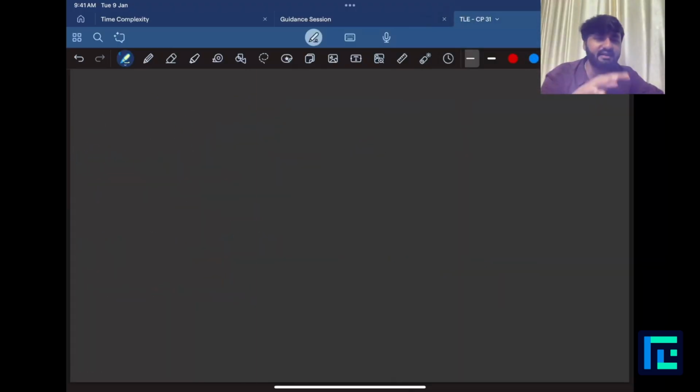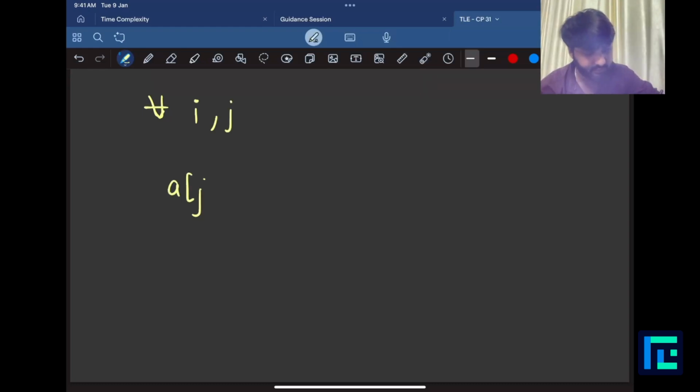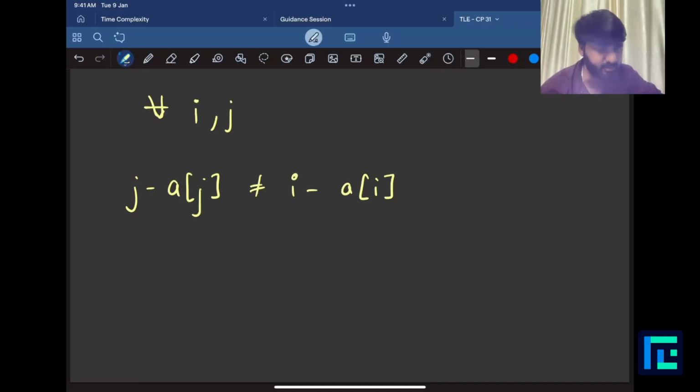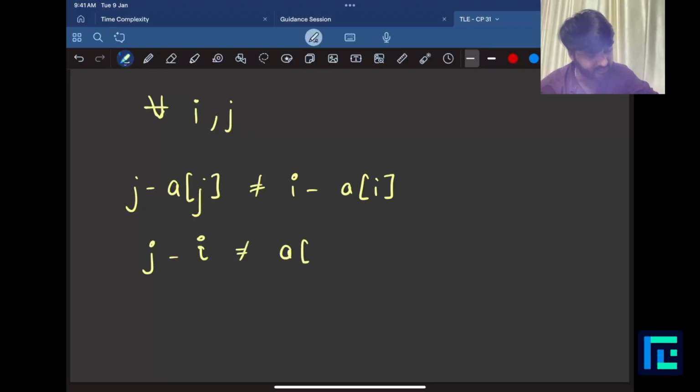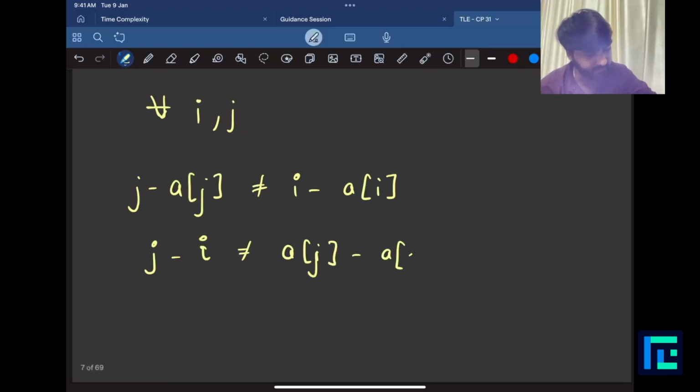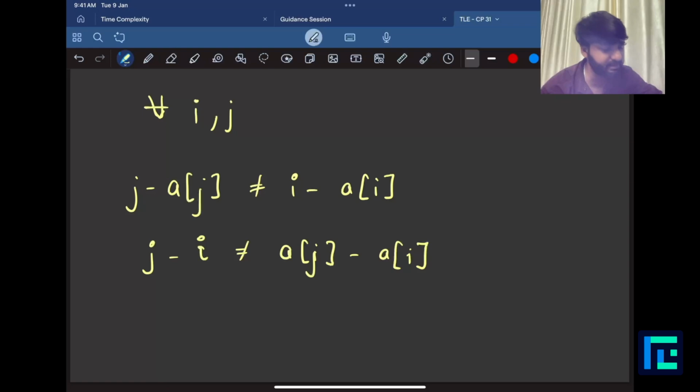Now, let's actually first look at the equation that is given to me, and let's jot down some observations from that. I have been told that for each pair i, j, j minus a of j should not be equal to i minus a of i. Let's modify this equation a bit. If I bring my i this side and I bring my j that side, what is given over here? This means that j minus i should not be equal to aj minus ai.